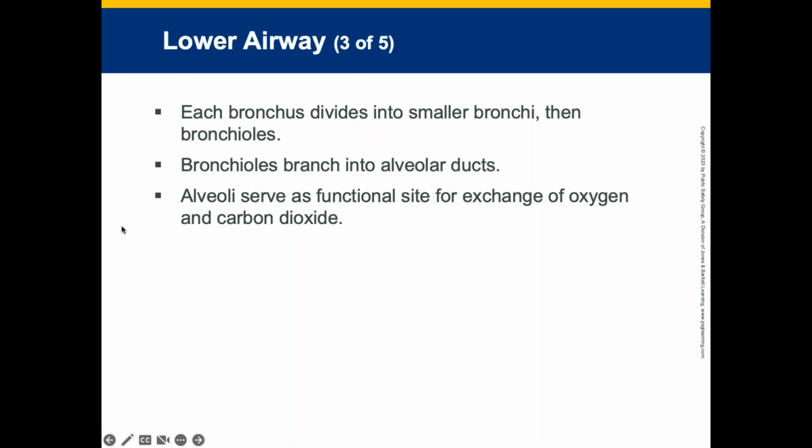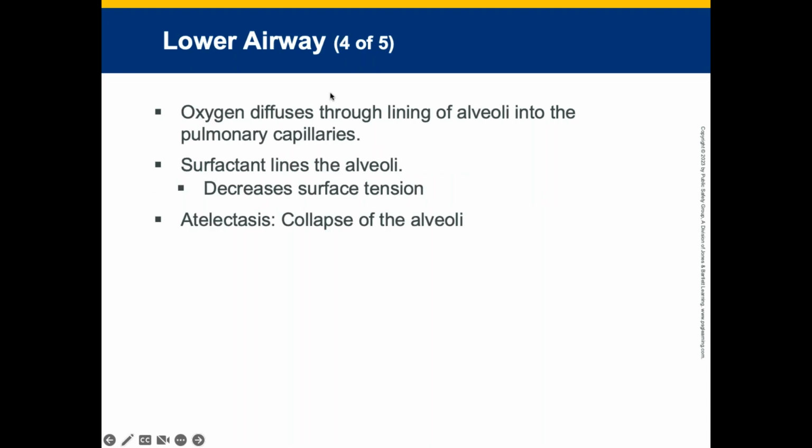What would happen if the surface tension became greater? It would cause the alveoli to do what? Would it not be able to expand as much? Right. Then if it can't expand, what is it doing? It's not allowing cellular distribution. Okay. Which therefore... Trying to think of the word. Collapse of the alveoli. So oxygen diffuses through the lining of the alveoli into the pulmonary capillaries.